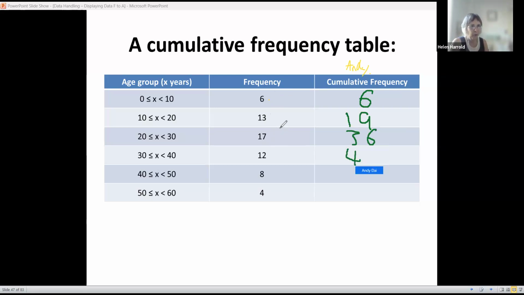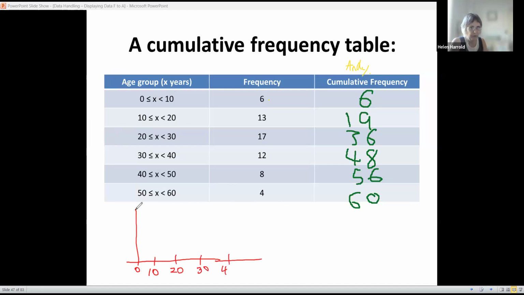And then when you plot it, Poppy, where do you plot it? This is where you said for the last one. If it was a frequency polygon, you plot it in the middle, but then where would you plot this? So I would plot it here, and I would have 0, 10, 20, 30, 40, 50. And I'm going to go up here, and the highest number is 60. So I've got 10, 20, 30, 40, 50.